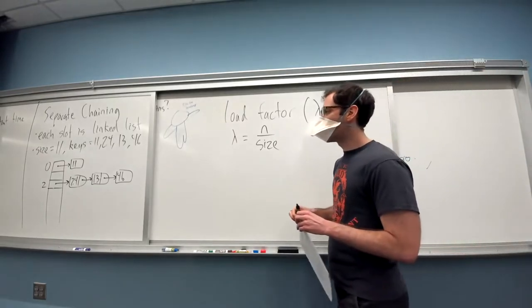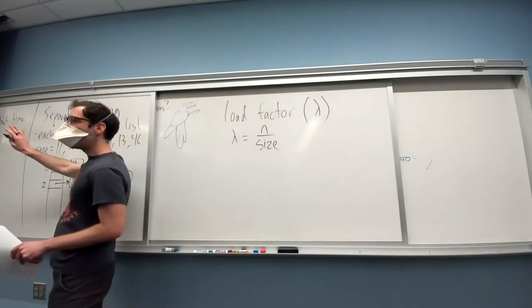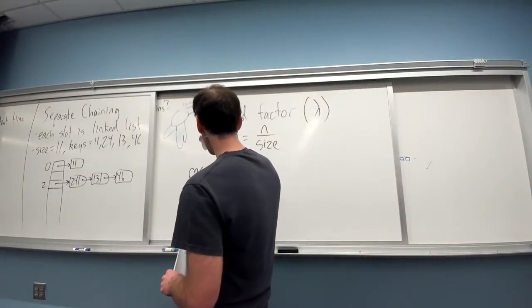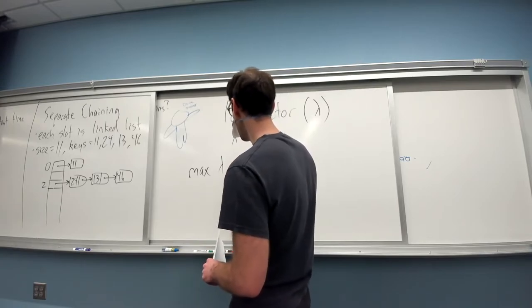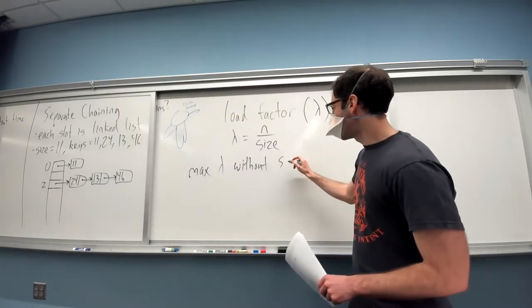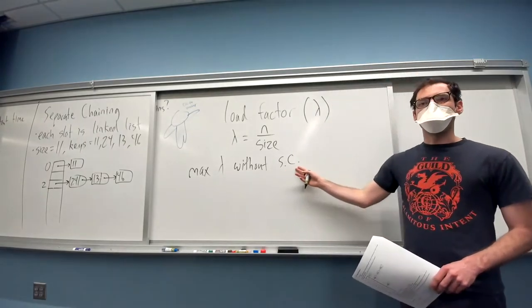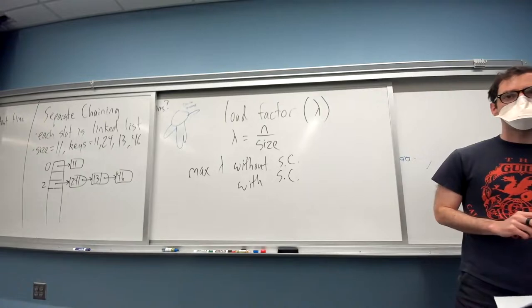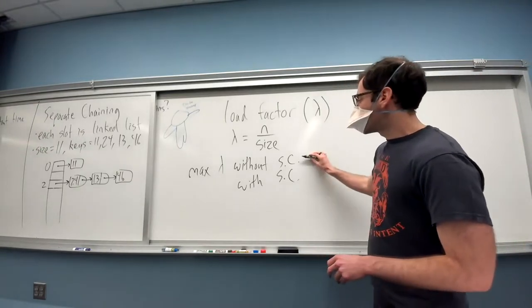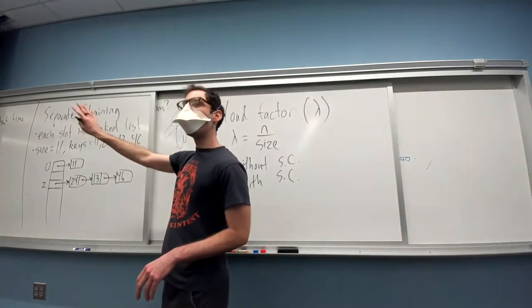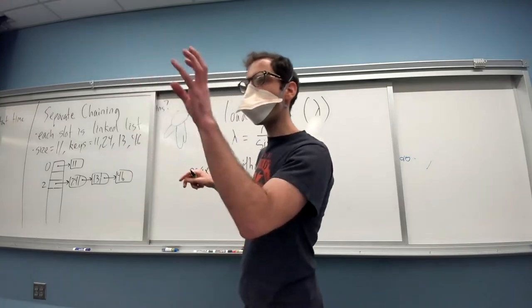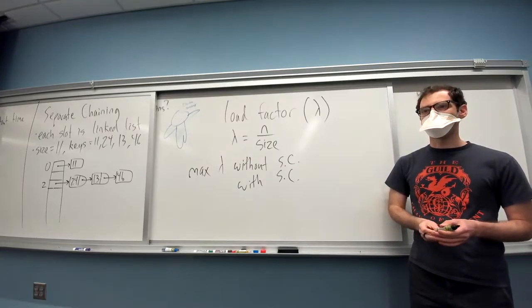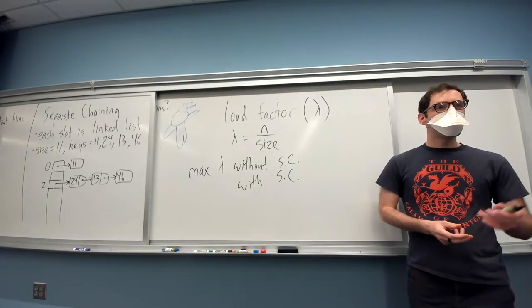So I guess we can think about the max load factor without our separate chaining and with our separate chaining. So if we didn't have separate chaining, if we could only put one thing in one slot, we don't have these lists in each slot, we just have one element in each slot, what would our maximum possible load factor be? Peter? One.